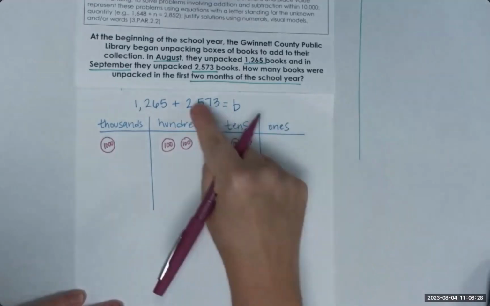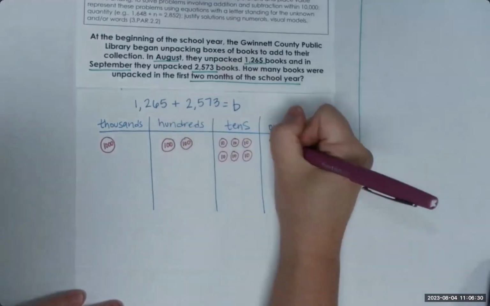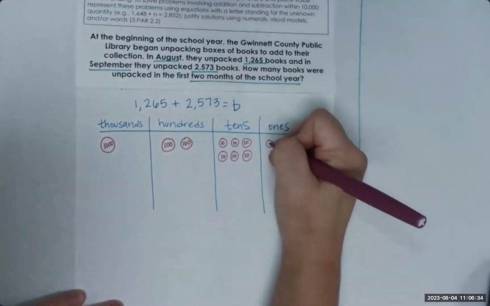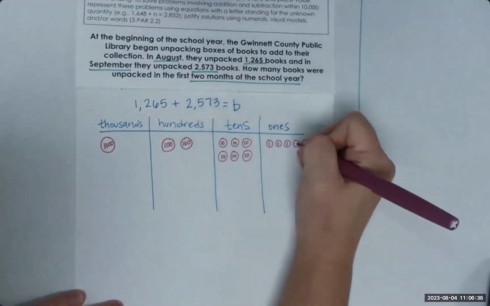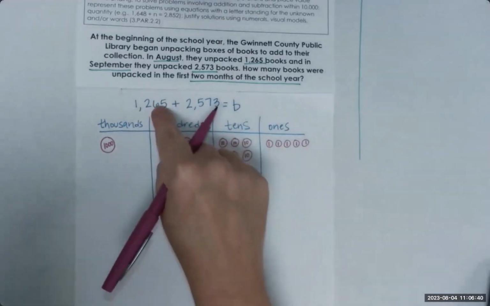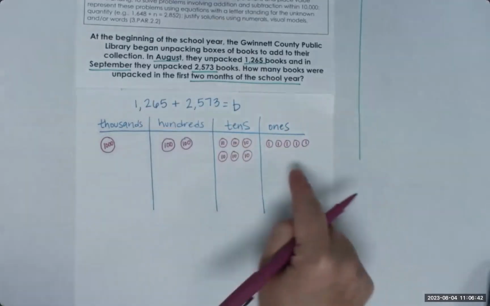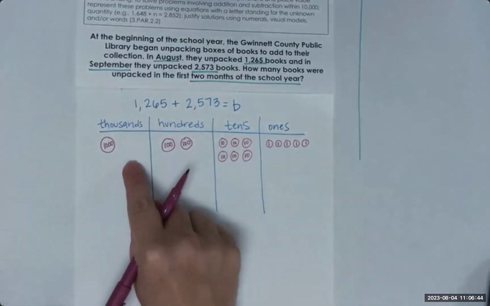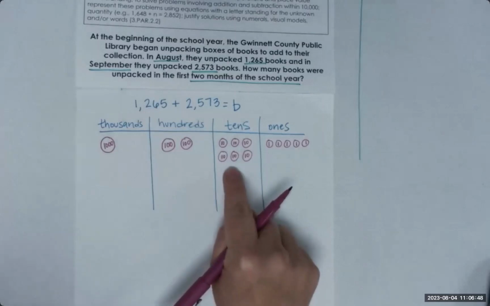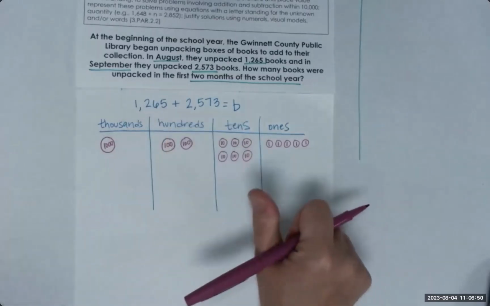And then I have 5 1s. To be completely honest, I have been afraid that I was going to accidentally represent this number while trying to represent this number. So I'm trying to make sure everything matches, right? So I just want to double check. 1,000, 200s, 6 10s, 5 1s. I'm good to go. All right.